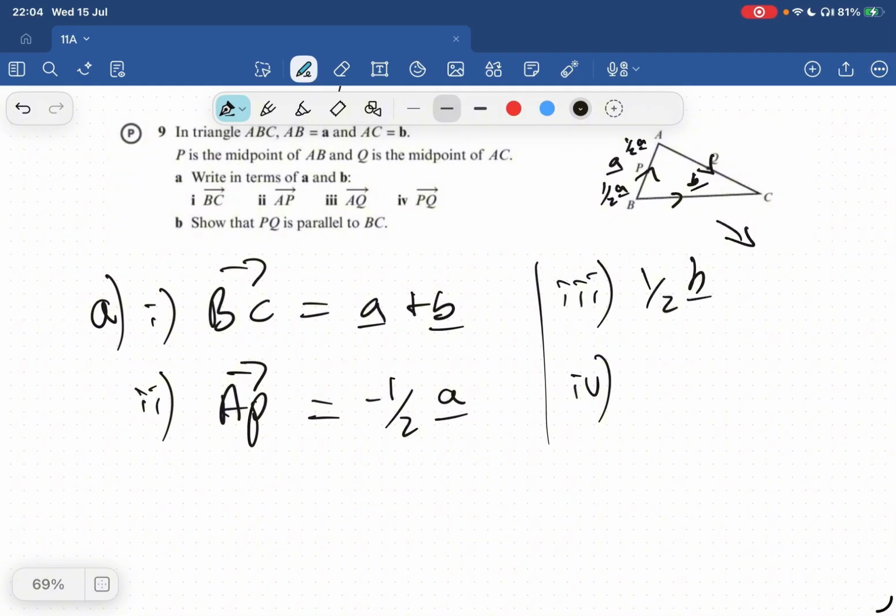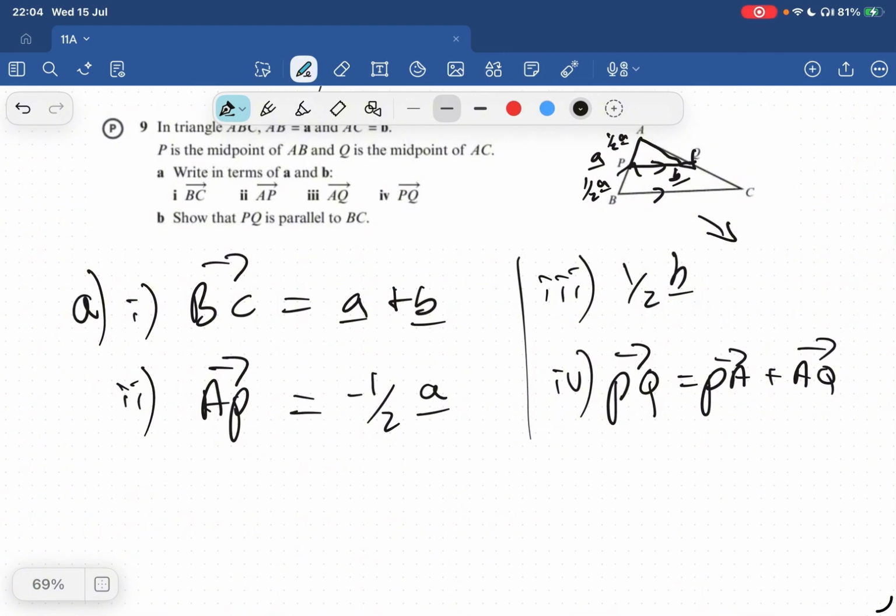Okay, P to Q now. We've used the previous parts. P to Q is going to be P to A plus A to Q. Luckily, we've already figured that out in these two parts. P to A is going to be a half a, which is different to A to P, and then A to Q is going to be a half b. So P to Q is a half a plus a half b.